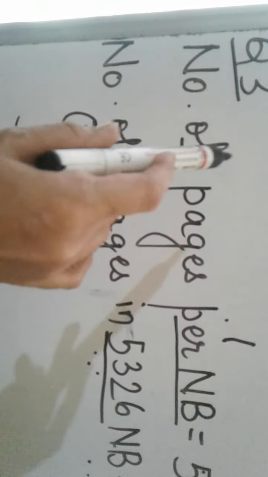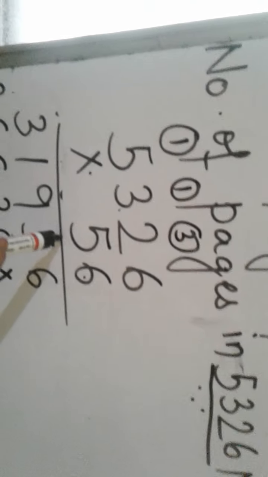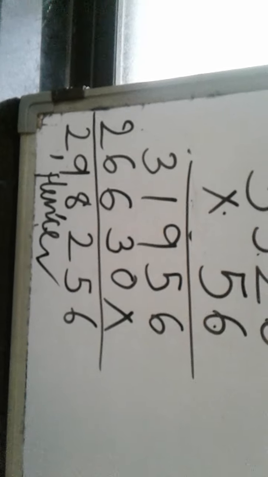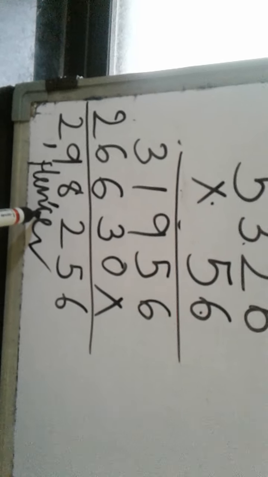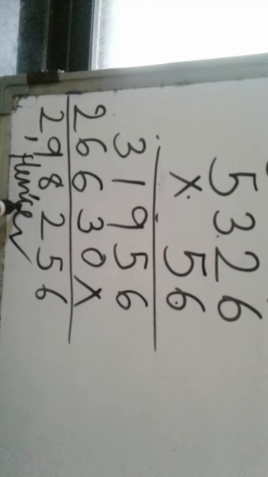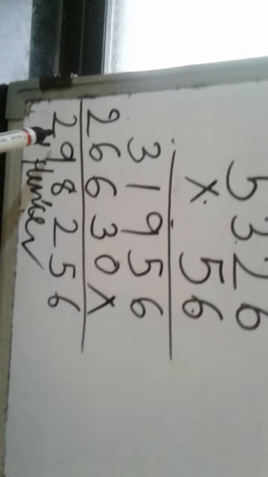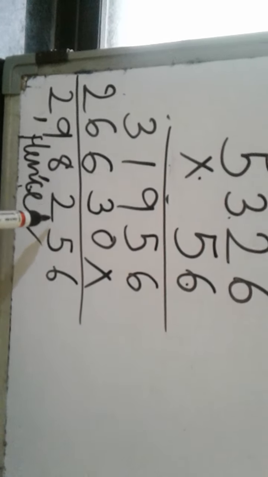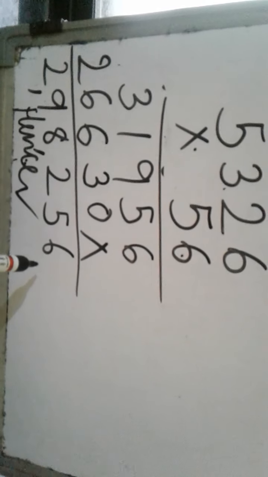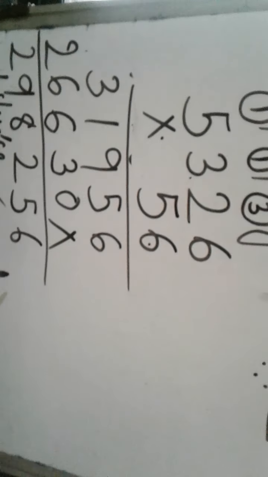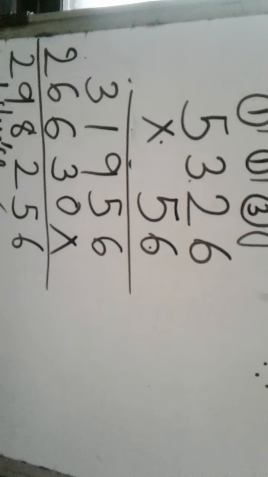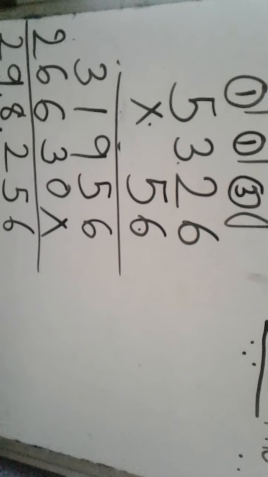Okay, this is very important, writing the final statement. This is the first part which carries marks. This is the second part and this is the third part. Okay, hence the number of pages in 5,326 notebooks are 2,98,256. Alright, I hope you are understanding and solving these sums in your notebooks. Thank you.